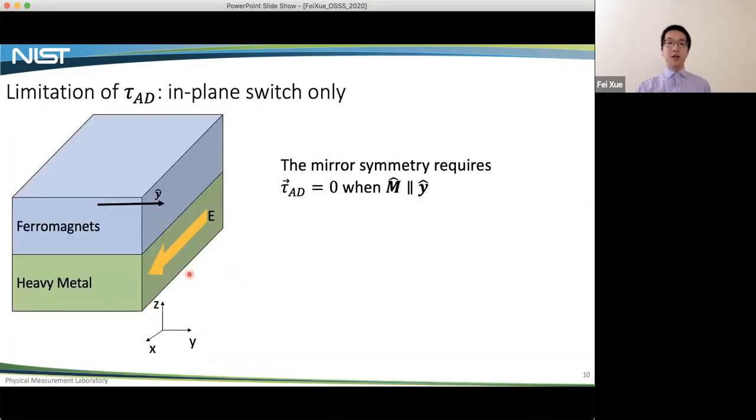Okay, so now looking at this geometry, imagine we have a similar setup where the electric field is in the x direction, stacking in the z direction. So there is a mirror symmetry in the y direction. When the magnetization is not in the high symmetry y direction, the torque will try to pull the magnetization into that direction, until the magnetization is aligned with the y direction. In that case, there's no torque anywhere because of the symmetry.